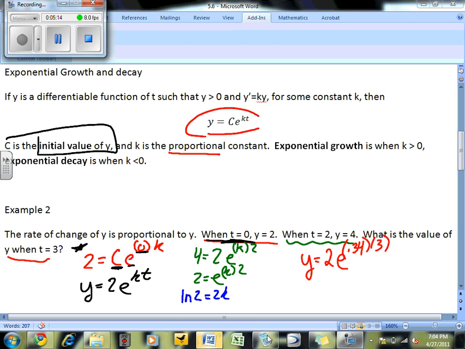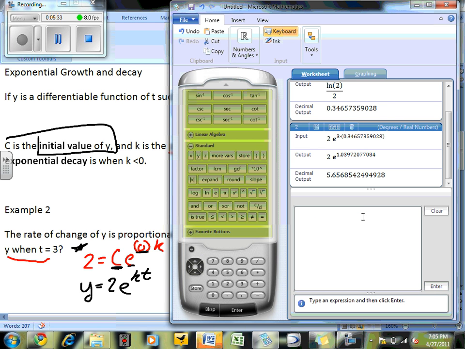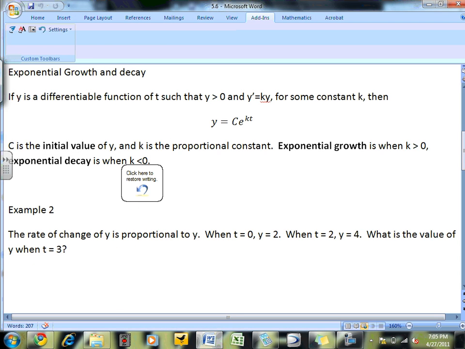All right, so we're going to have 2 times e to the 3 times this number right here. All right there. So when t equals 3, y is going to equal 5.6568 in that big, huge number there, and you can see that. Okay, so that's how we solve example 2 there.